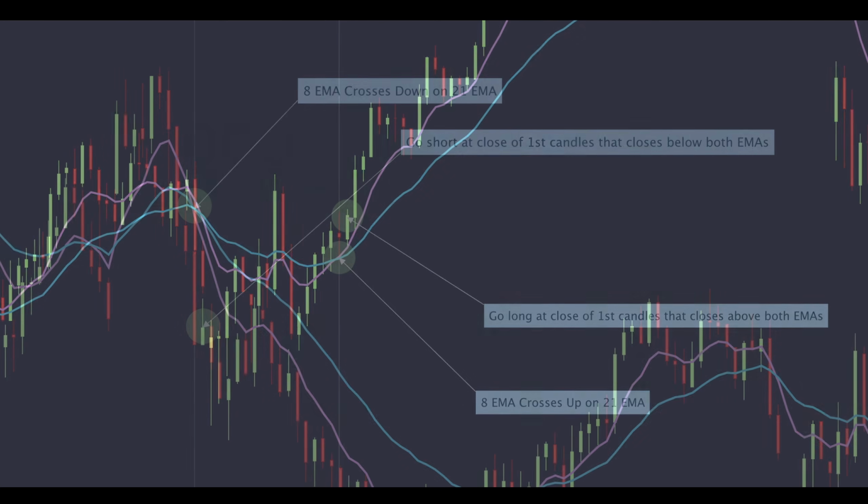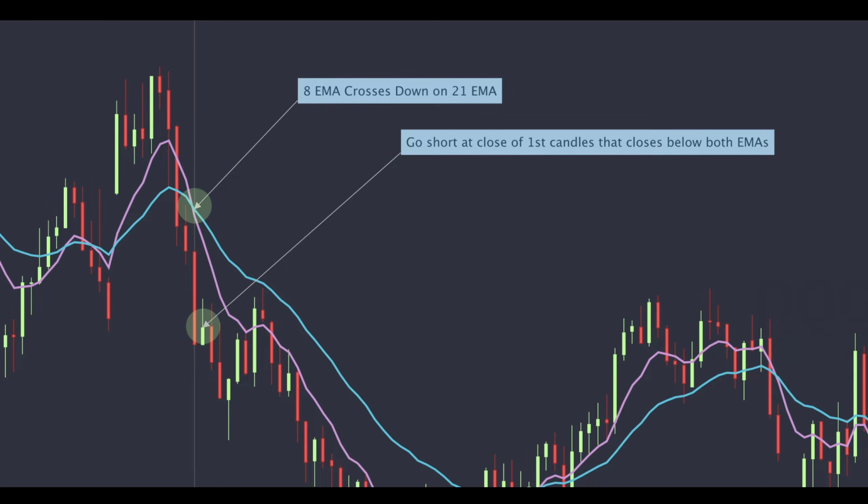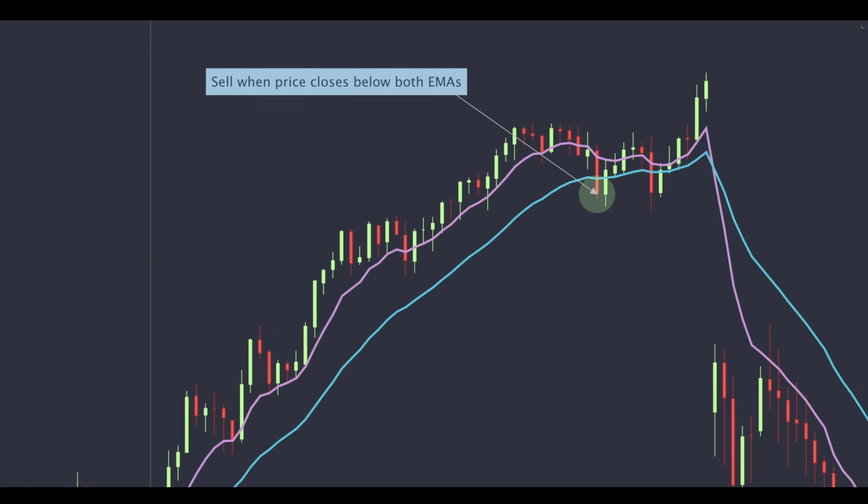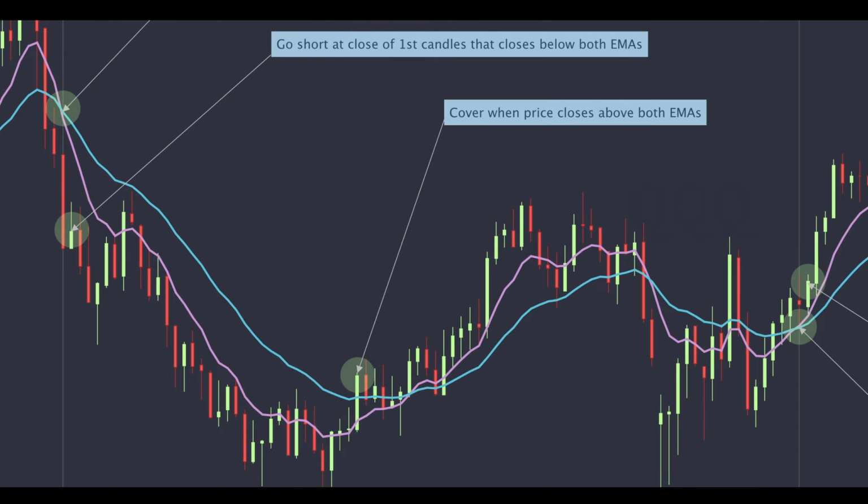Inversely, we're going to go short when the 8 crosses down on the 21 and price closes below both moving averages. The idea here is to ride the trend. The cross of the EMAs represents a shift in trend, and we specifically want to see price above or below these moving averages so that we can utilize them for our stop loss or for profit taking. Speaking of stop loss and profit taking, on the bullish side, we want to get out of this trade on the first candle that closes below both moving averages. On the bearish side, we'll do the opposite and get out of this trade when price closes above both moving averages. Let's talk through how to script these conditions in the scanner.